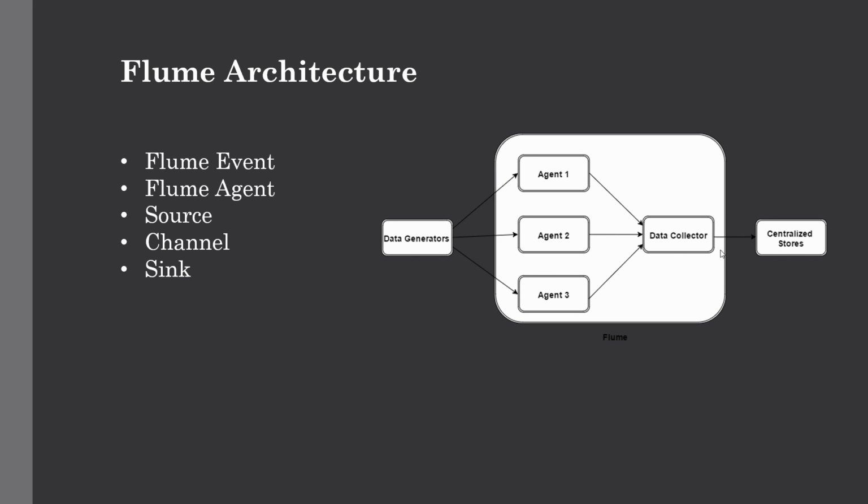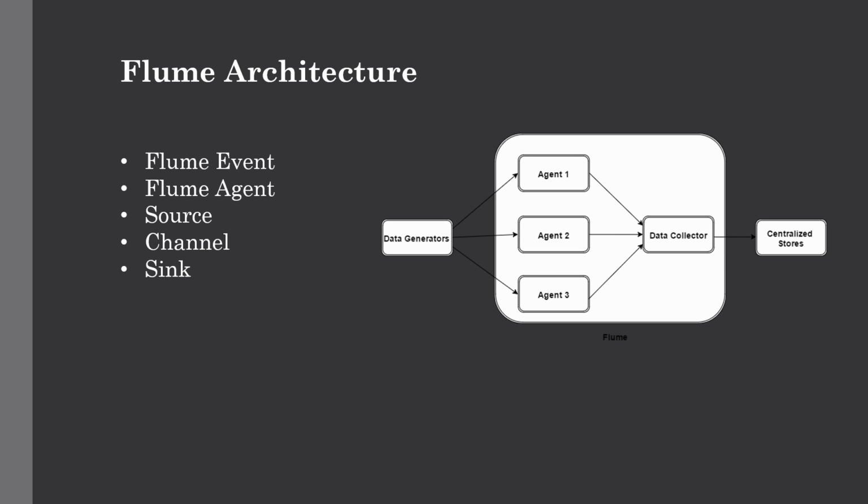Then we have the data collector, which collects the data from these agents and aggregates it to be able to push it to the centralized stores. Centralized stores mean the sink of the Flume architecture where we put the data after aggregation. So this could be a Hive table or HDFS or HBase tables.